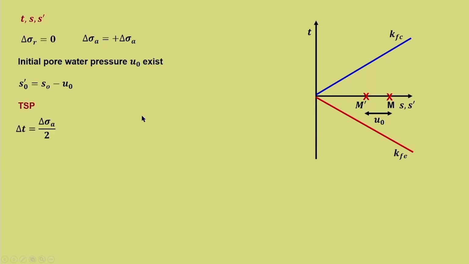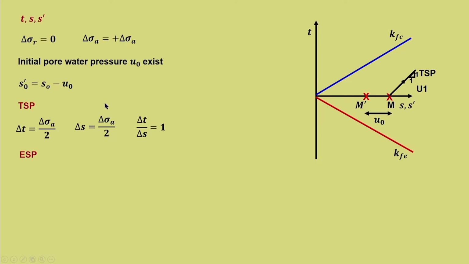So, the total stress path we need to compute. It is fairly straightforward and it will be the same as that of the drained stress path. So, delta T by delta S equal to 1, this we have already seen. So, it is a straight line at an inclination of 1:1 and this is u1. So, this is the total stress path.